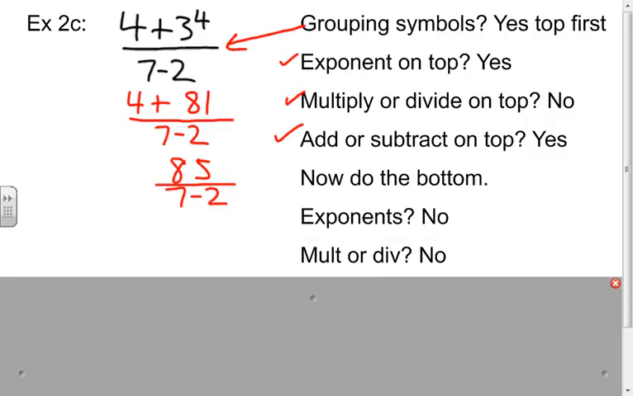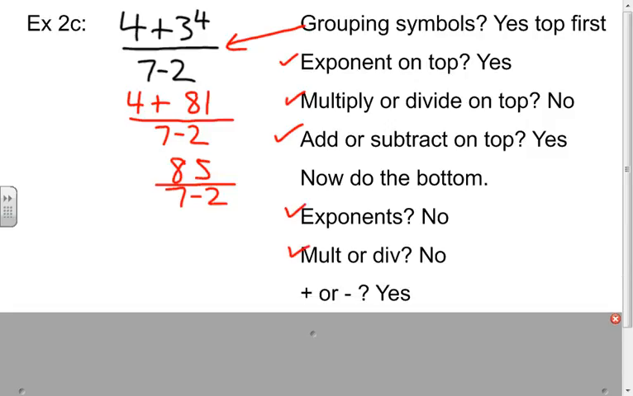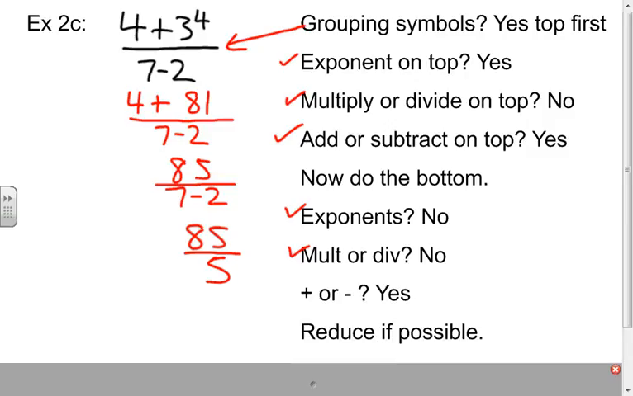Nope. Do I have any addition or subtraction on the bottom? Sure I do. 7 minus 2. And so I get 85 over 5. Now, is there anything I can do to simplify that? Yep, I've got a fraction, so I have to reduce if I can. 85 divided by 5 is, let me think for a second in my head, 17, I believe.